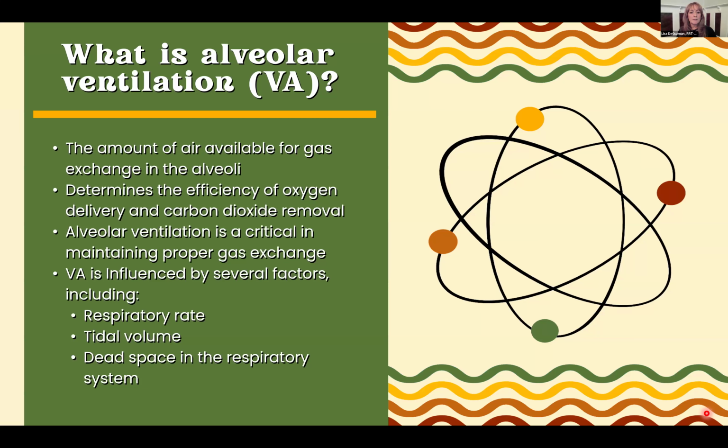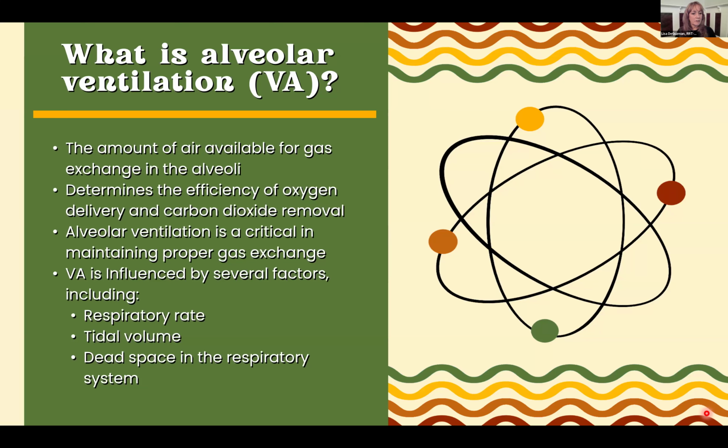Our alveolar ventilation determines the efficiency of oxygen delivery and carbon dioxide removal, and it's critical in maintaining gas exchange. So if something is off, and we'll look at some slides showing that, we're not going to have good gas exchange, and we're going to see kind of a spiral down from there.